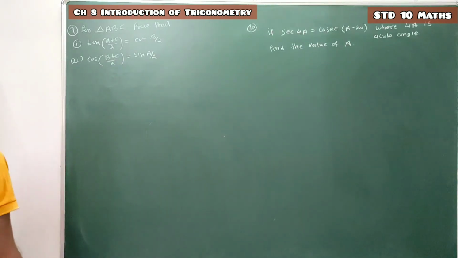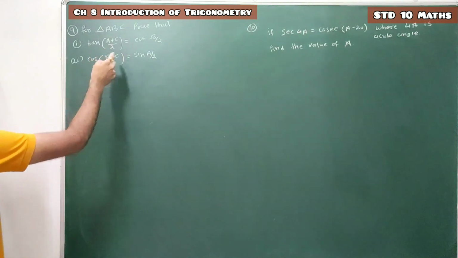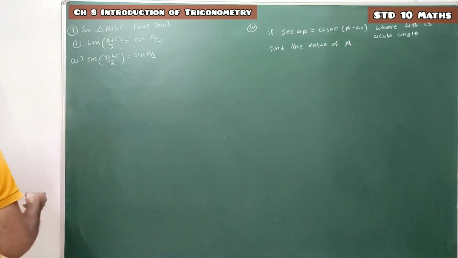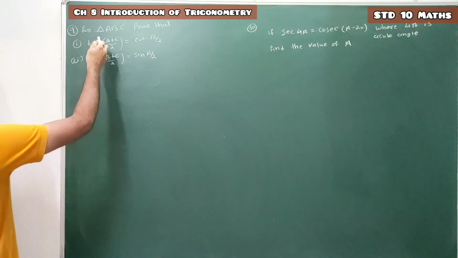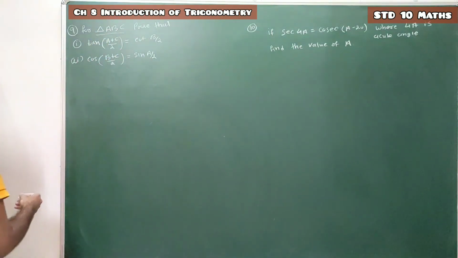Now question number 9. For triangle ABC, prove that two results are there: tan of (A plus C) by 2 equal to cot B by 2, and cos of (B plus C) by 2 equal to sin A by 2. So you have to prove this result for triangle ABC, and A, B and C are the angles of the triangle.